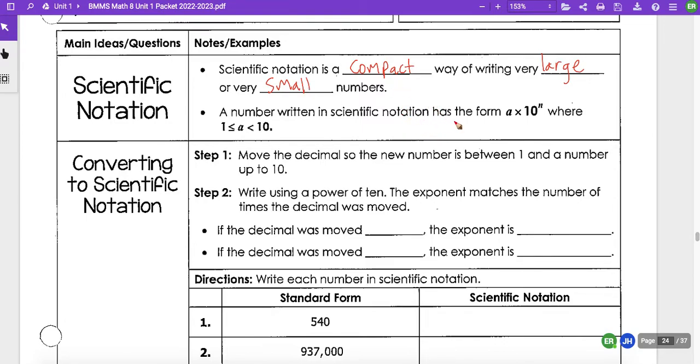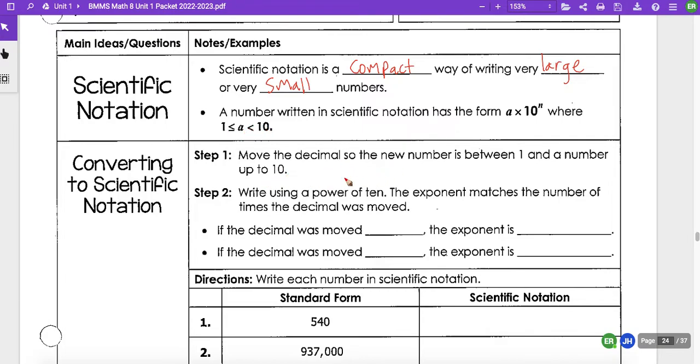So a number written in scientific notation has this form, where a is just a number times 10, and n is an exponent, so 10 to the nth power. And what we have to keep in mind is that this beginning part has to be greater than or equal to 1 but less than 10. So that's what this means here. Okay, so this means a is greater than or equal to 1, but it has to be less than 10.